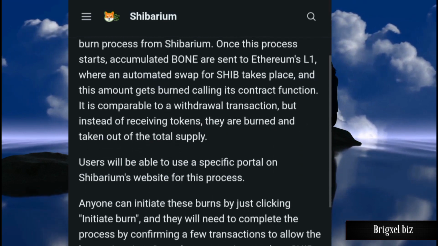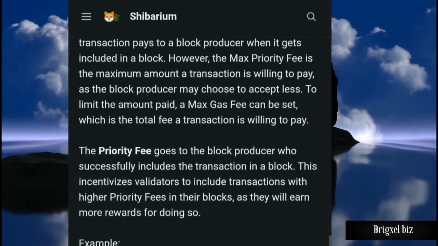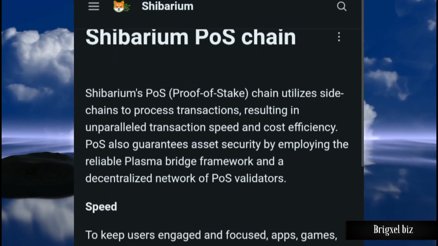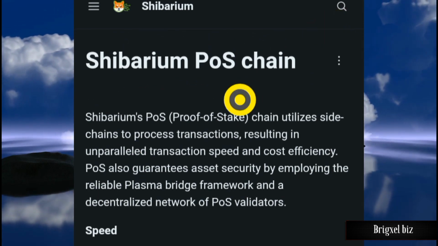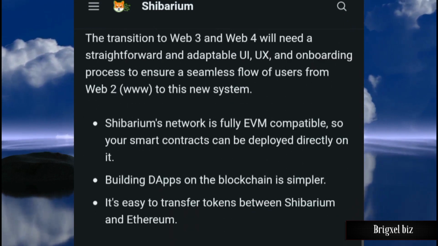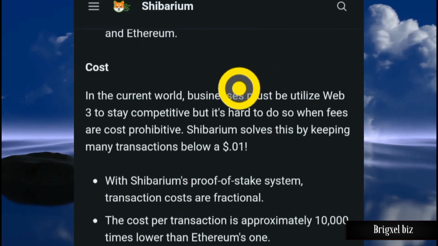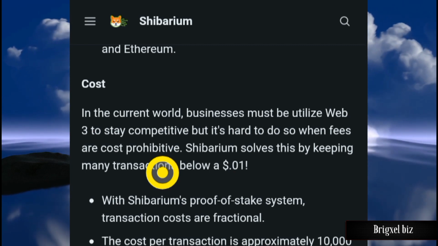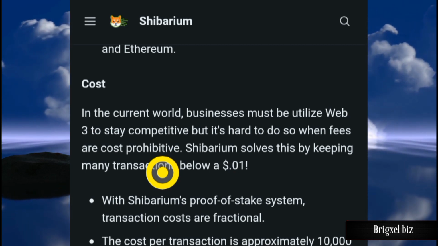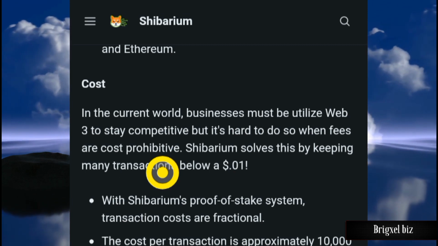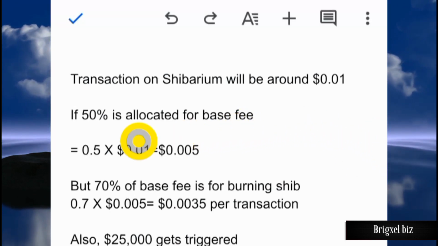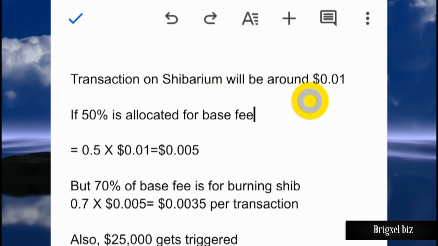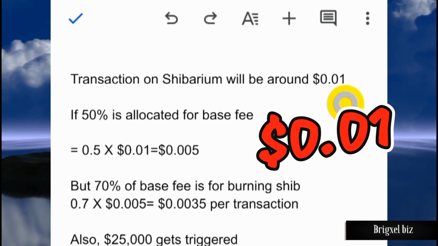You can read all the stuff here, and you might also want to go to the section where it talks about cost, and you're going to see that here. Okay, if you scroll down, you can see where it says something about cost here. So let's do some brief mathematical calculations to project how many Shiba Inu coins this can burn. According to the document, transactions on Shibarium will be around a cent, that is $0.01.